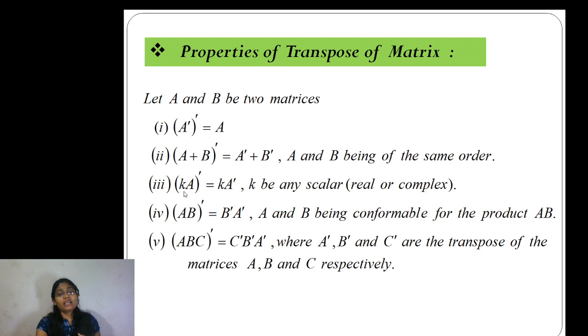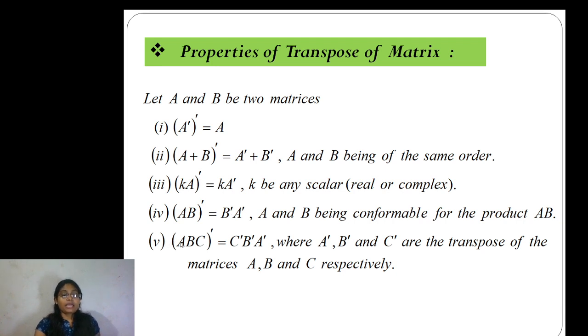Number 3: A is any matrix, K is any scalar, real or complex. So K into capital A whole transpose equals K into capital A transpose. Number 4: capital A and B are matrices for which the product AB exists. So AB whole transpose equals B transpose into A transpose.